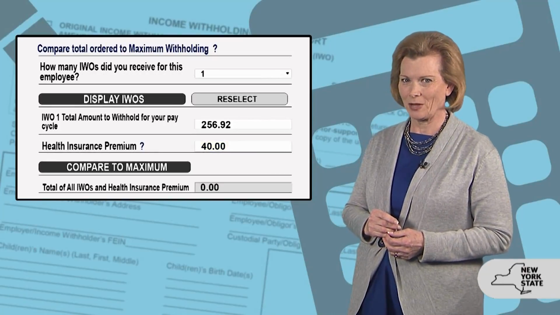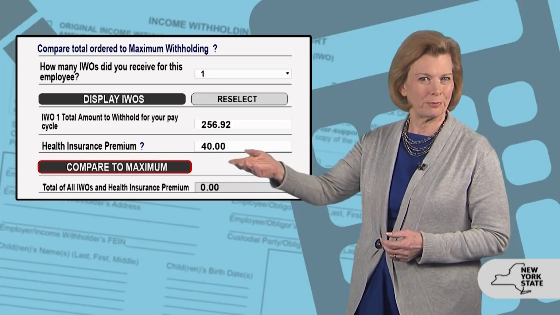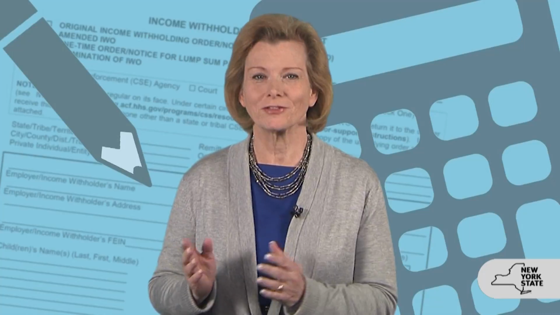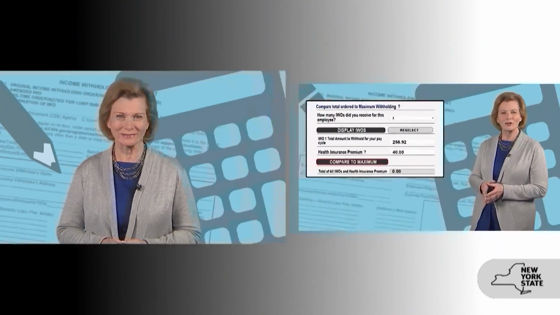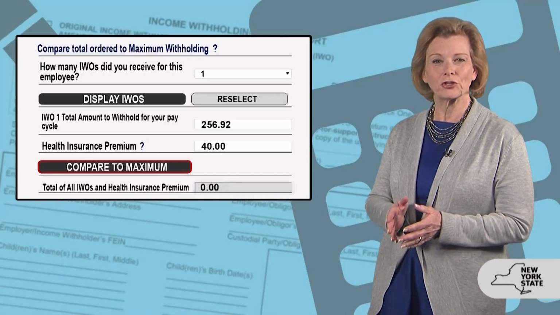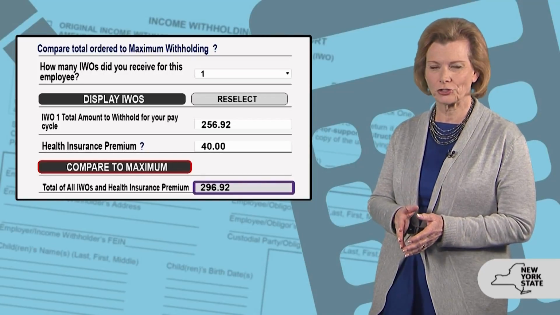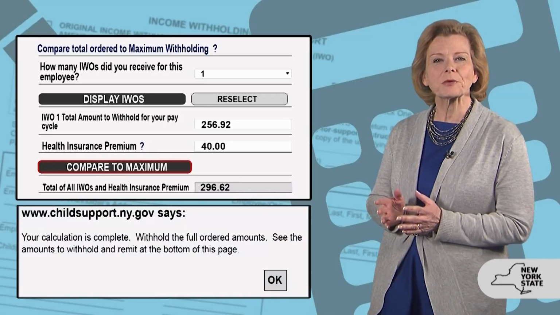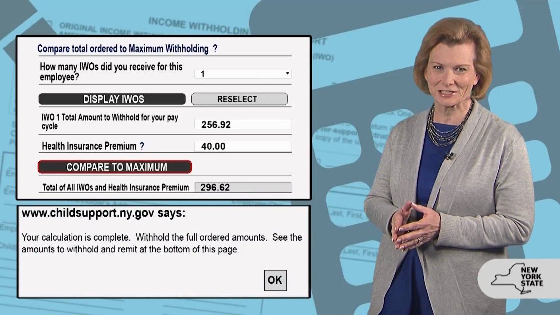After entering these amounts, click the Compare to Maximum button. This calculation determines our next steps based on whether the total amount to withhold is more than, equal to, or less than the maximum withholding amount. Once we click the button, the calculator simultaneously generates the total of all IWOs and health insurance premium and displays a pop-up window indicating our next steps.